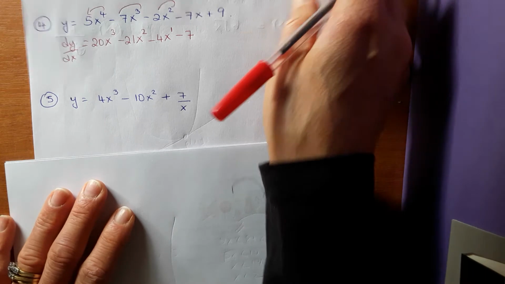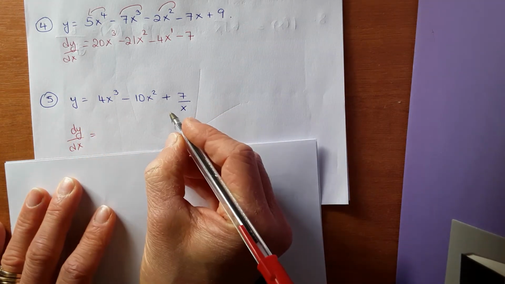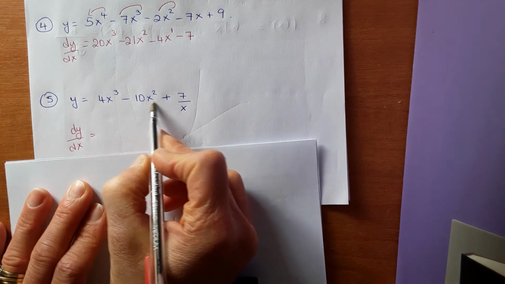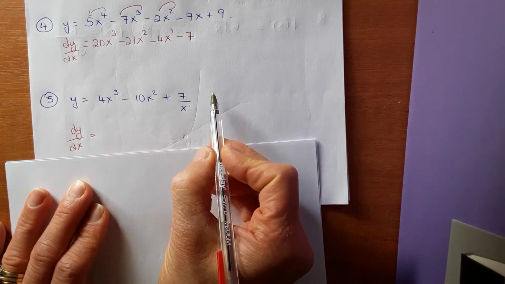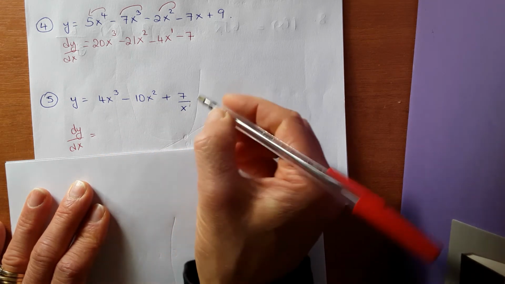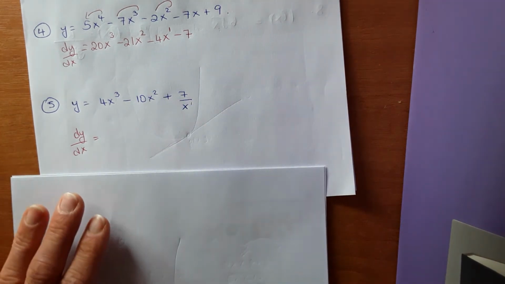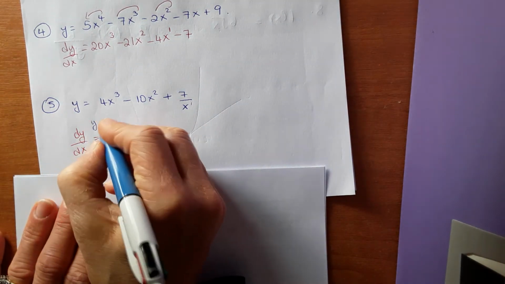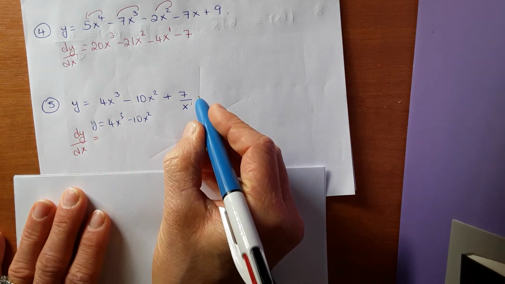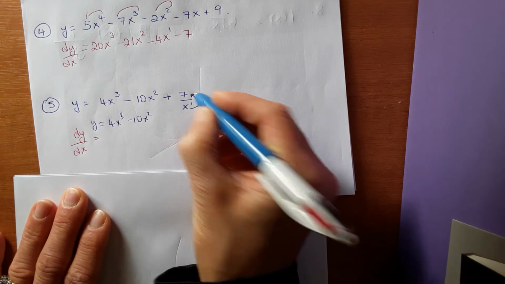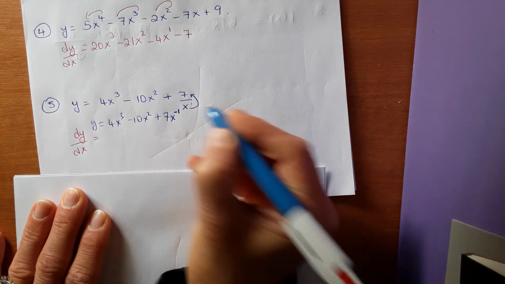Now, what about this one? Again, find dy dx. This one needs to be changed because everything has to be running along the same line. So this is throwing it out a little bit. They have to be running along the same line before you can differentiate it. So we would have to tidy this one up. The first part is fine. So y is equal to 4x cubed minus 10x squared. But it has to be running along the same line, so I have to bring this up. That's 7x to the power of negative 1 when I bring it up.